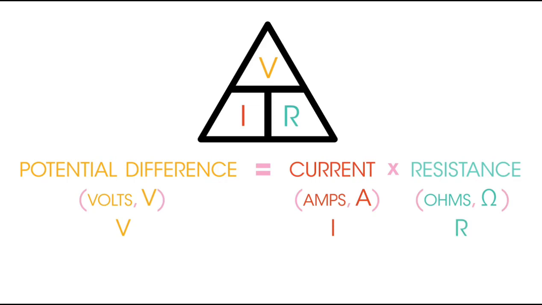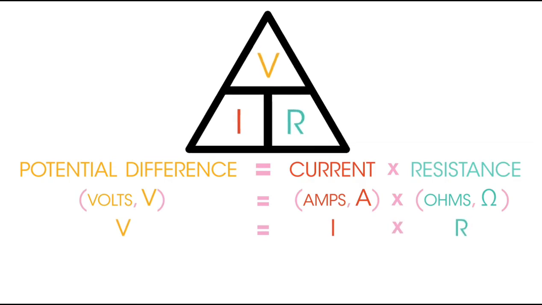These 3 things are linked together in an equation which states that the voltage is equal to the resistance multiplied by the current, or simply V equals I times R. This equation can be rearranged in a number of ways and is best represented by the triangle.